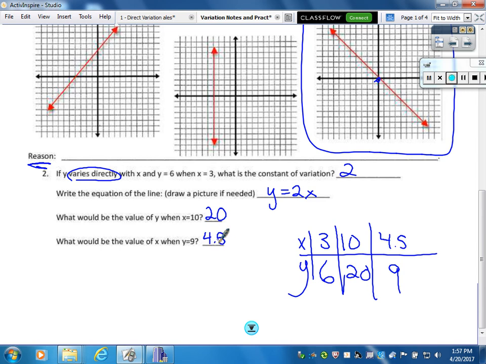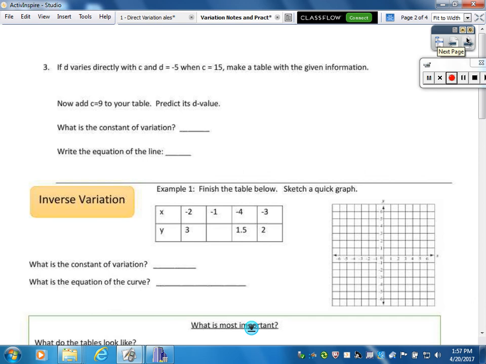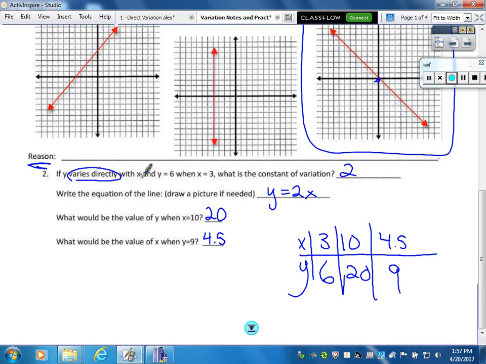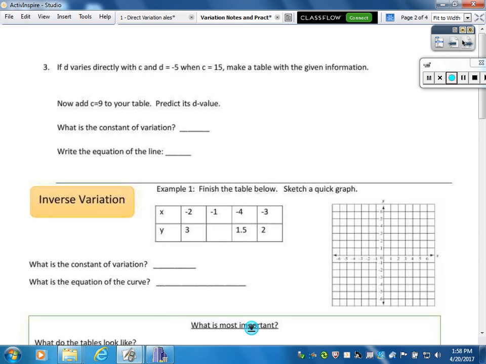All right, let's try out another problem. If D varies directly with C, now hold up, they're changing our variable, so let's go back. Let's follow a pattern. Y varies directly with X, so Y comes first, then X. So D must be our Y, and then our X must be C. So when I go to make this table, I'm thinking XY, but it's really going to be CD. So if D varies directly with C, and D is negative 5 when C is 15, make a table with the given information.